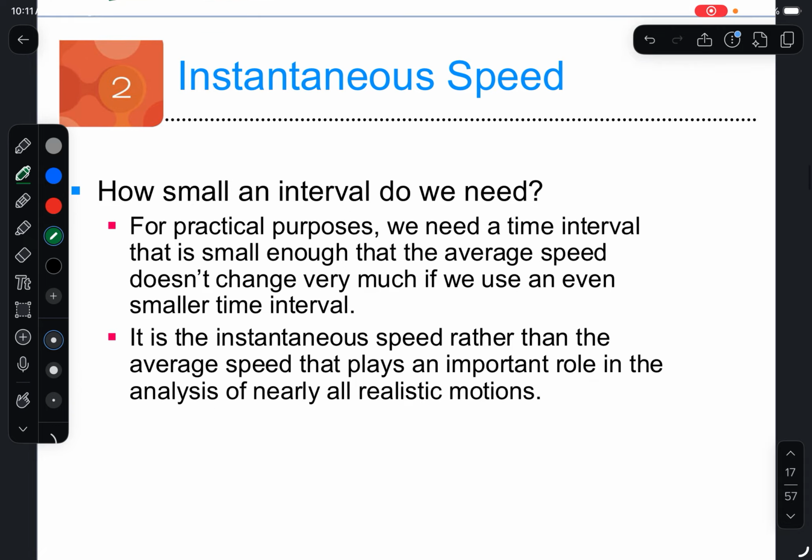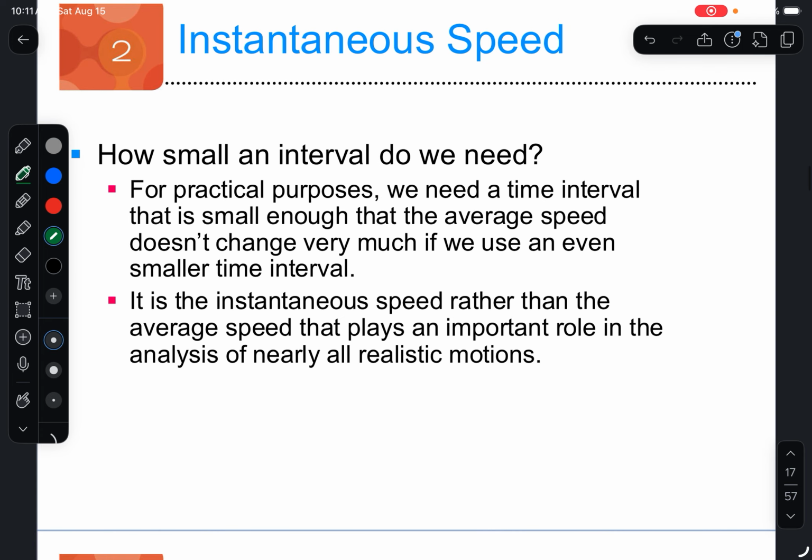Now, the question that always comes up, how small is small? You need a time interval that's small enough that your average speed doesn't change very much. Okay, so that's how small it can be.